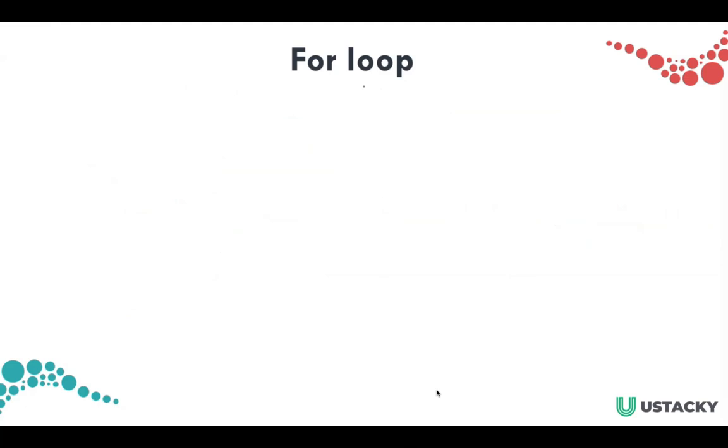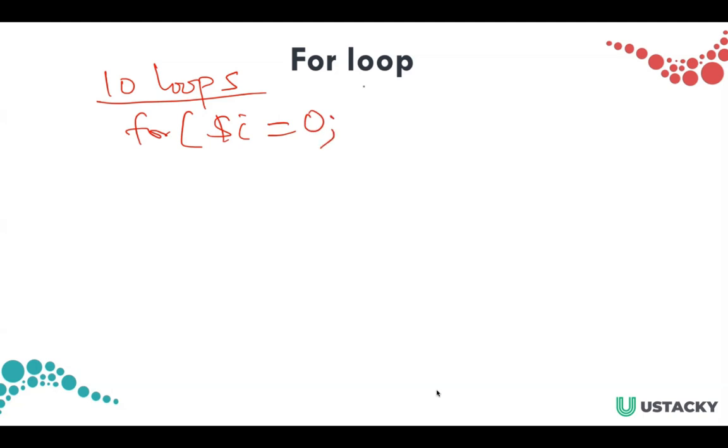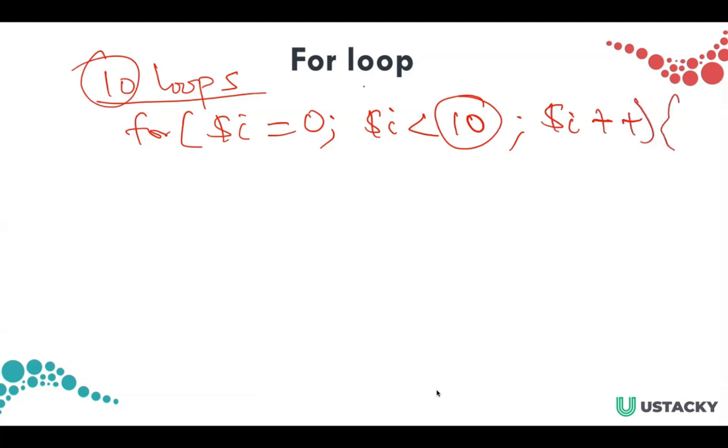So let's write something like 10 loops with our easy method. It is for, the starting point is 0, the condition is less than, and this should be the number of loops. Remember, this and this should be the same thing, and the increment is $i plus plus. And here we have the block of code.